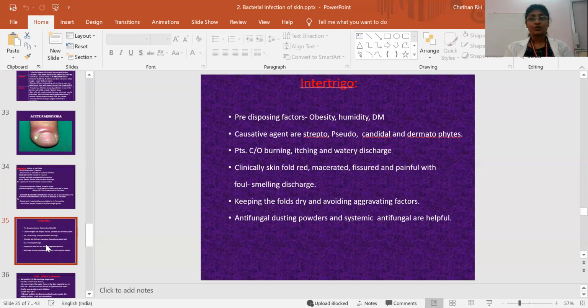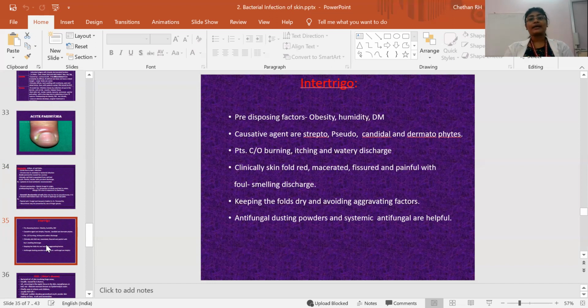Patients will come with burning and itching as well as a watery discharge present on the bilateral groin folds. Clinically, the skin folds will appear reddish, that is, erythema is present with maceration. Macerated means a wet appearance, which will be seen clinically as a whitish colored change. So clinically, you can see a reddish, macerated, fissured, and painful appearance of the skin with foul smelling discharge present.